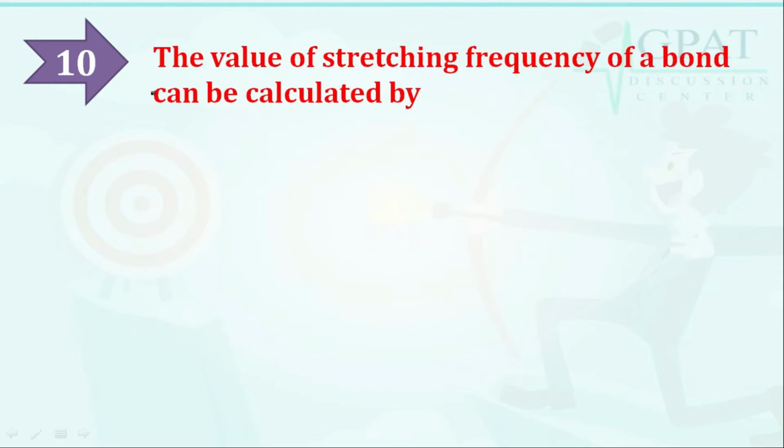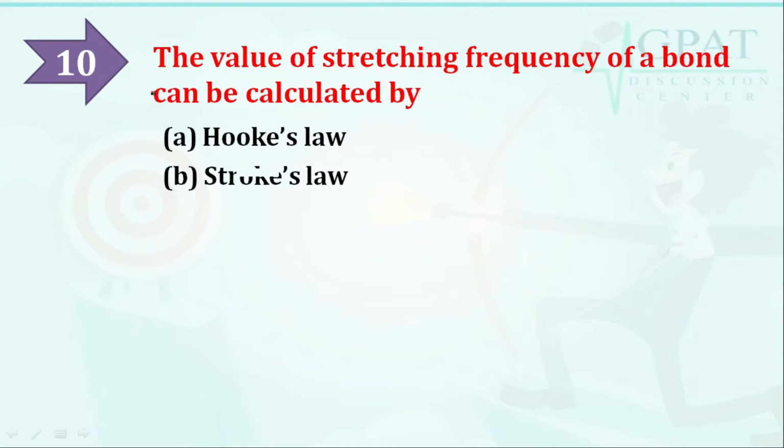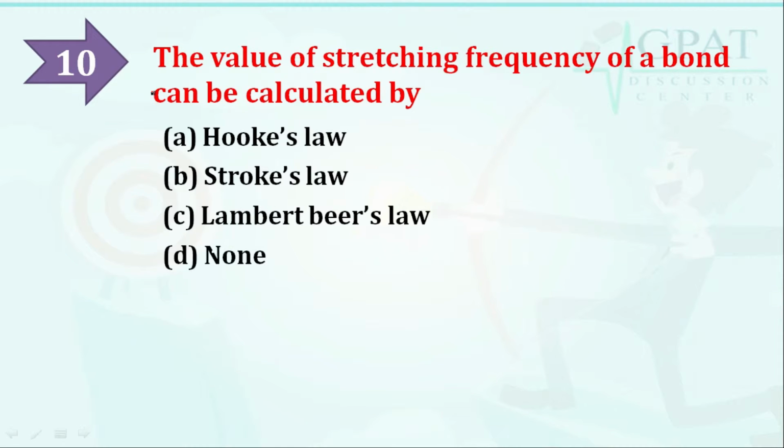Next question is: the value of stretching frequency of a bond can be calculated by. Option A is Hooke's law, option B is Stokes law, option C is Lambert-Beer's law, option D is none. So the value of stretching frequency of a bond can be calculated by Hooke's law.